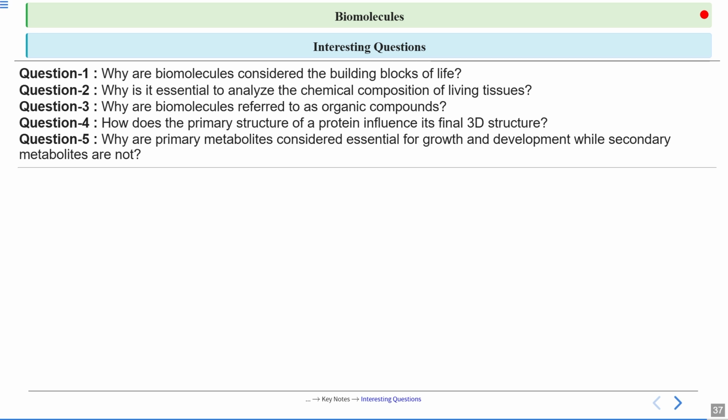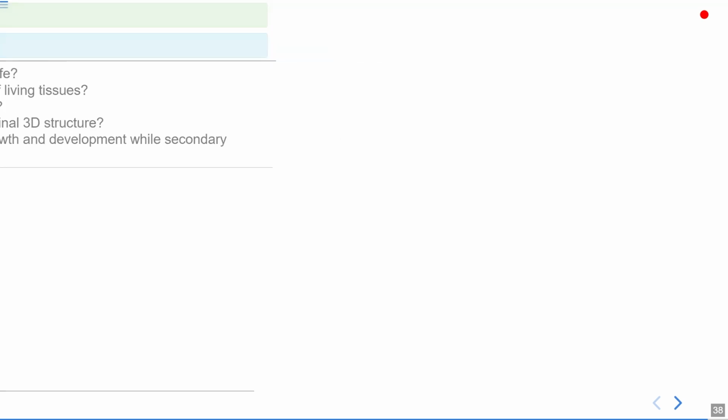So this was the end of this session. We talked about the analysis of the elemental composition of the living tissues. We talked about amino acids. Here we talked about the lipids as well. So these are all biomolecules. So with this, we end this session.